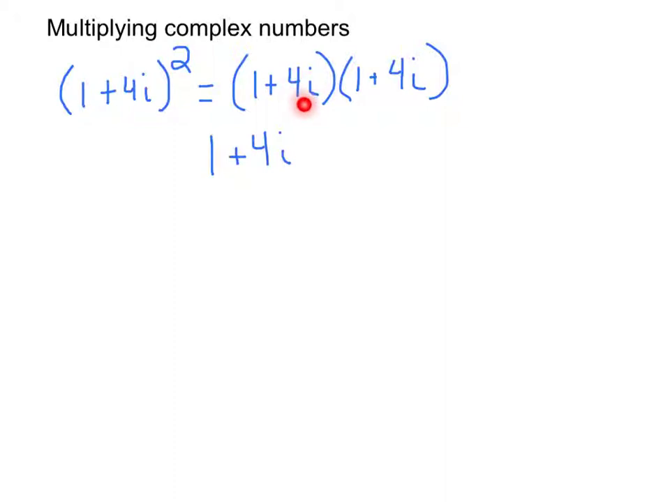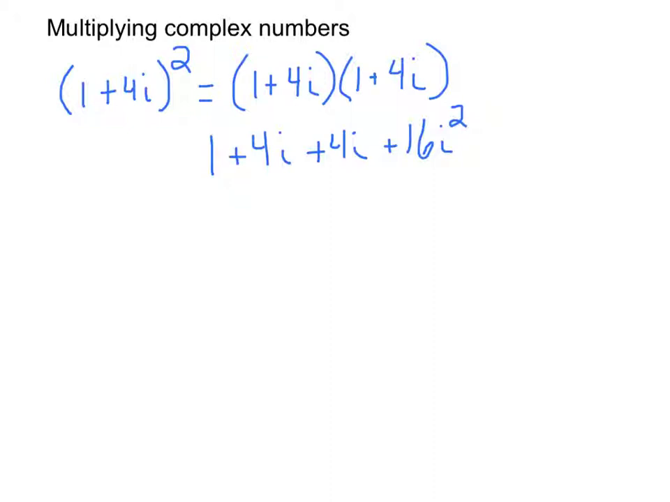Okay, so I've got a 4i times a 1, which would give me another 4i, plus 4i. And then my last one is 4i times 4i. And 4i times 4i would give me a positive 16i squared.